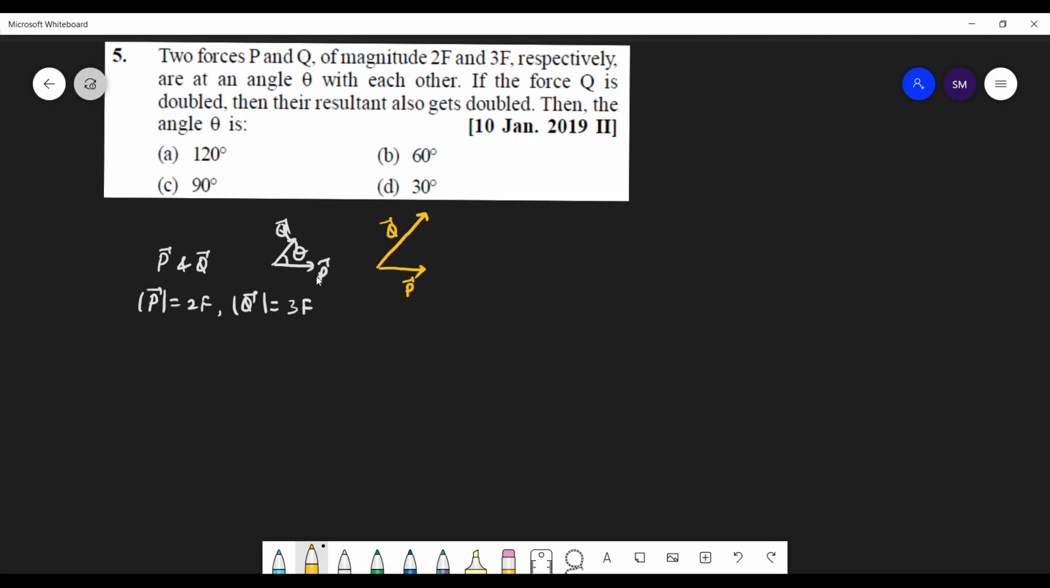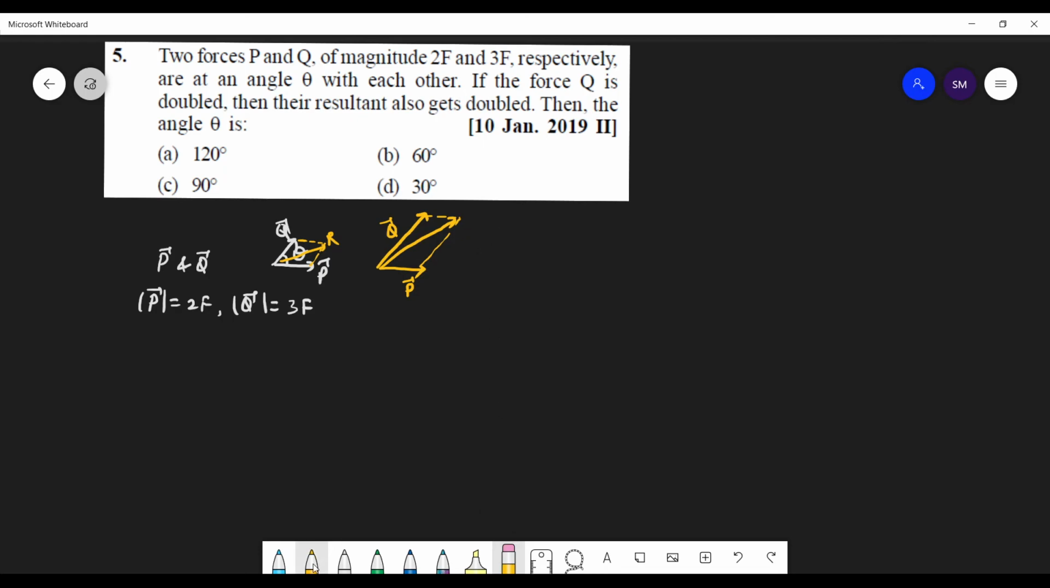But this resultant is doubled. So here the resultant was this R. Now the resultant is this. So resultant is double means I can write this. Resultant means the magnitude is doubled. Okay.